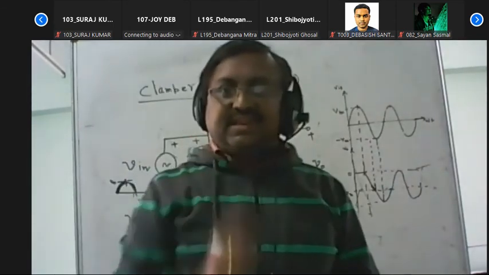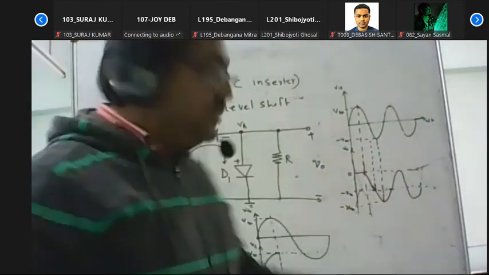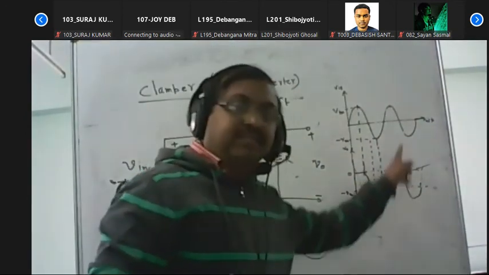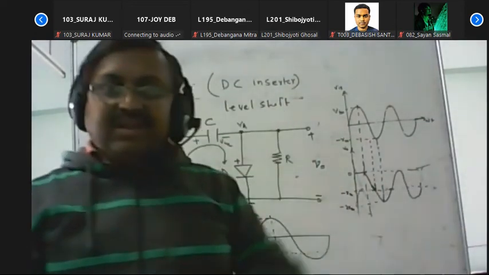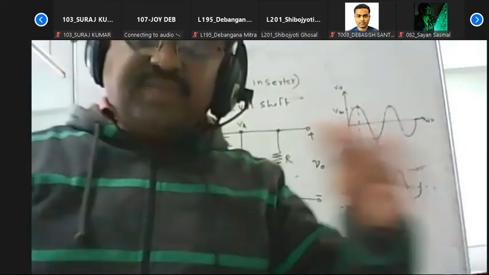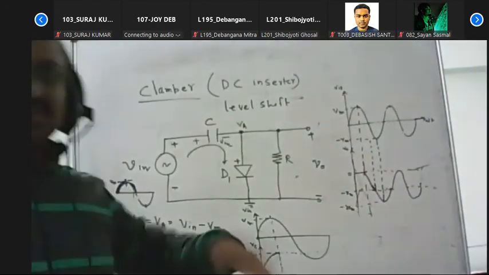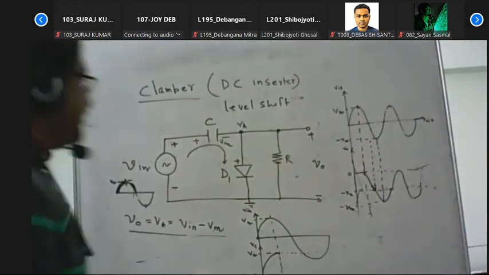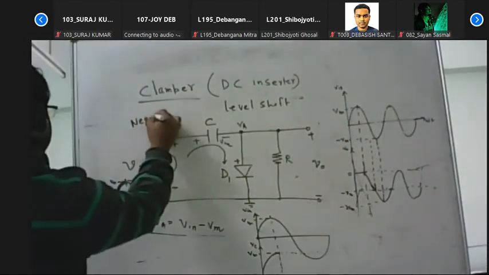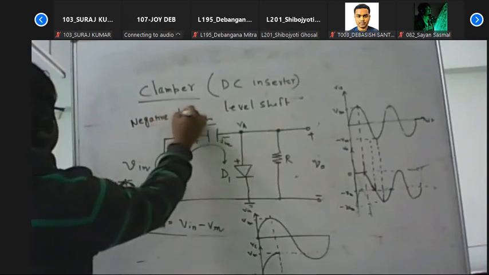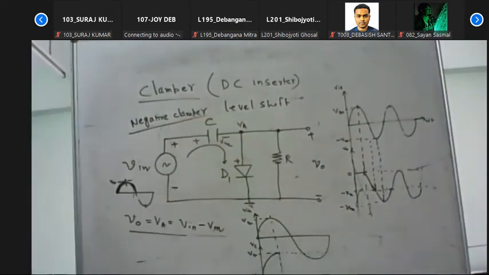So the DC signal of the output is equal to minus Vm. So here the DC level will be added to the input signal. For that reason it is called a negative clamper circuit. So this is an example of a negative clamper circuit.